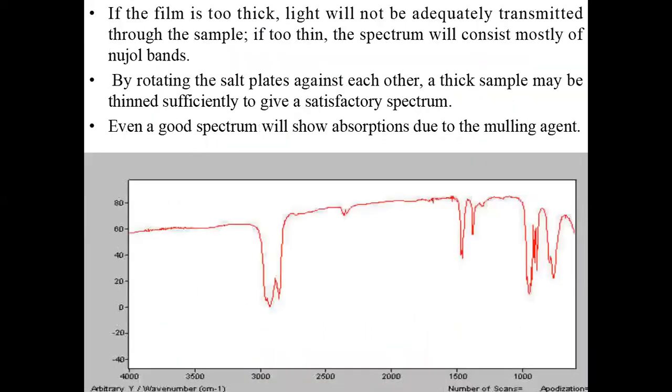If the film is too thick, the light will not be adequately transmitted through the sample, and if it is too thin, the spectrum will consist mostly of Nujol bands. By rotating the salt plates against each other, a thick sample may be thinned sufficiently to give a satisfactory spectrum. Even a good spectrum will show absorption due to the mulling agent. And by using a mulling agent, we can get this kind of spectrum.